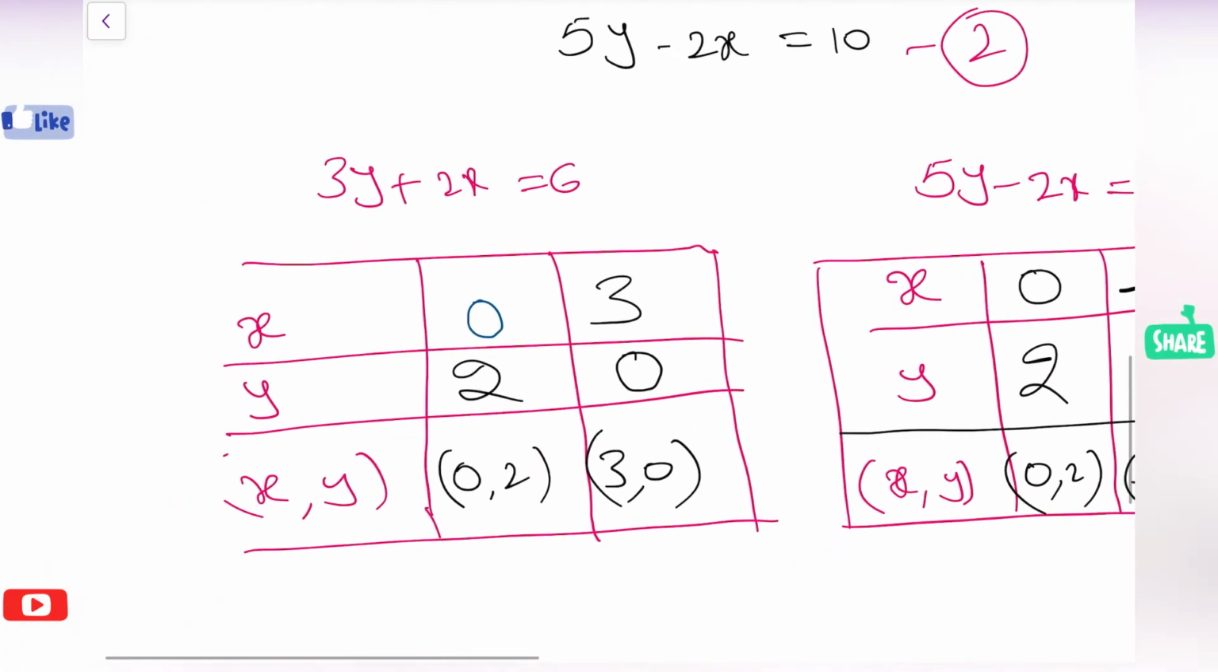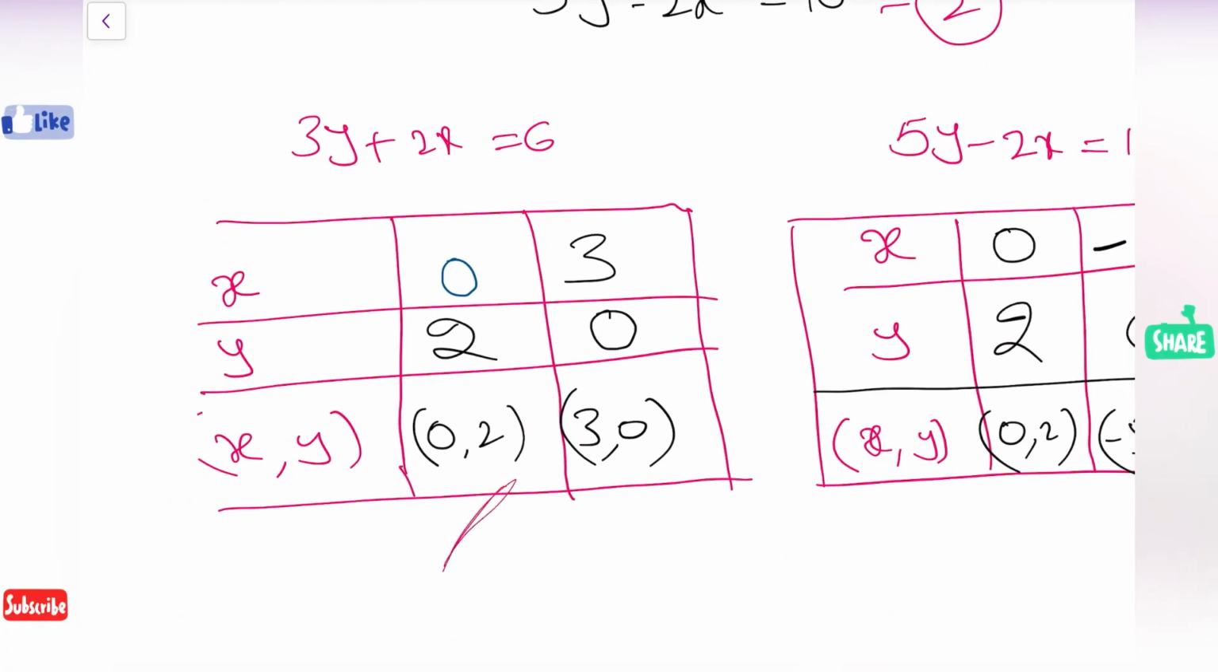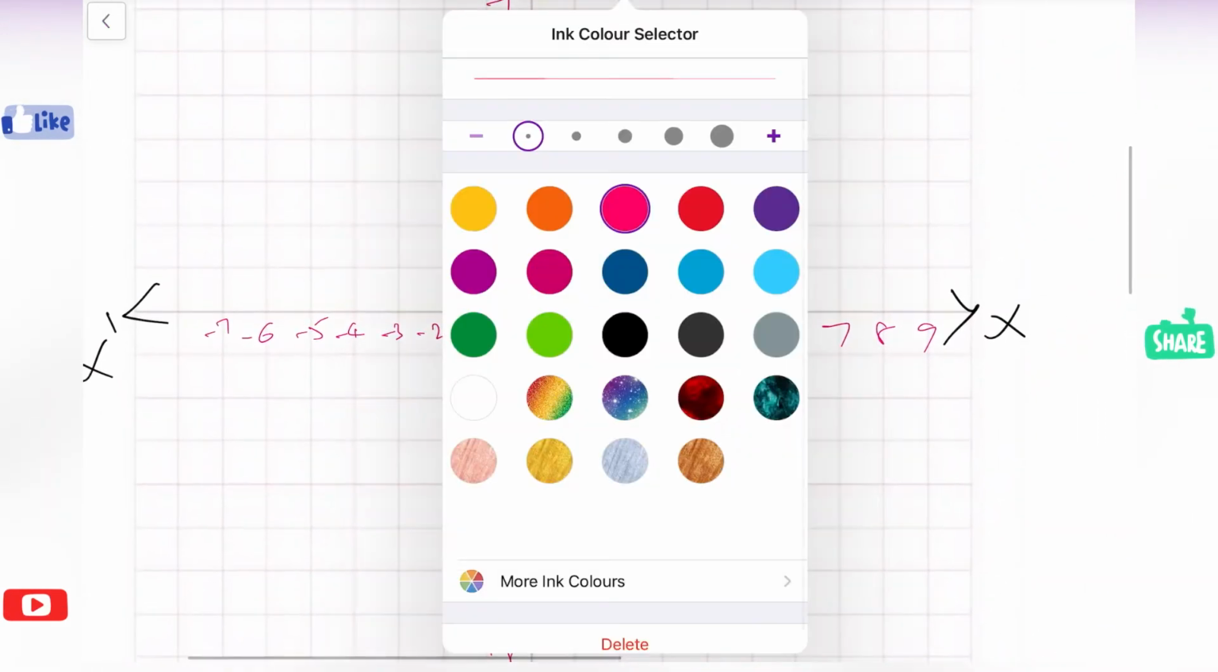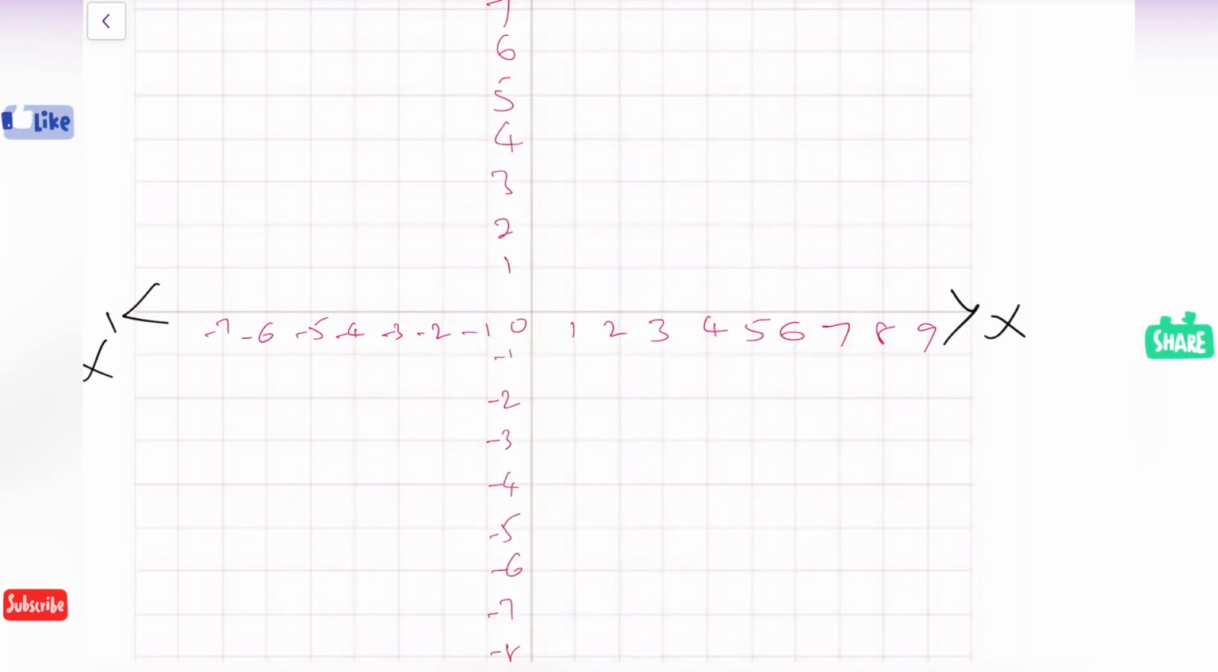The first point we have is 0 comma 2. So 0 comma 2. The best part in these linear equations is that for every point you will get one of the coordinates as 0 only. So now here we have 0 comma 2. 2 is the y coordinate. On the y axis, on number 2, keep the point. This is y axis, on the number 2 keep the dot. That will become 0 comma 2.